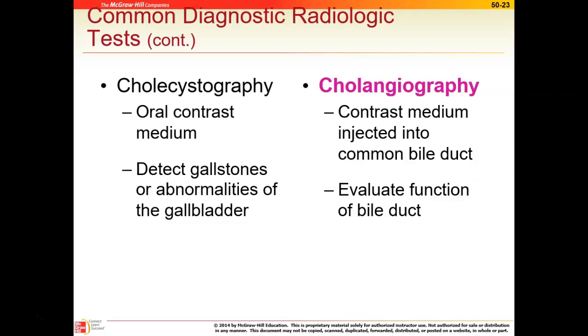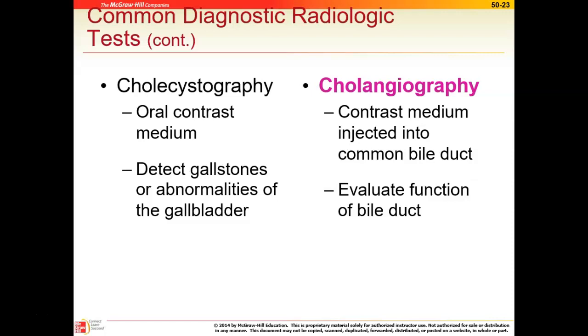And so if we are specifically looking at the bile duct, then we would utilize this test. Now, in reality, we will talk about the ultrasound in a little bit. The ultrasound is oftentimes used first instead of one of these methods because there is contrast medium involved. And so a lot of times an ultrasound of the right upper quadrant, specifically looking at the gallbladder, can give you what you need, and sometimes it doesn't require going as far as these tests.